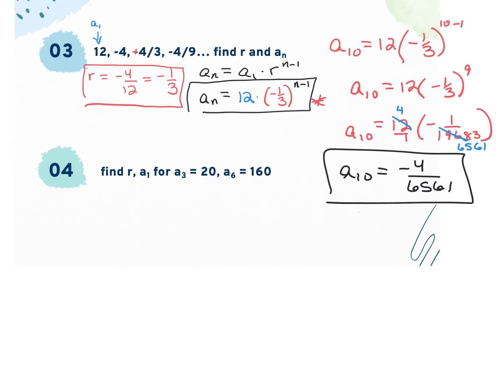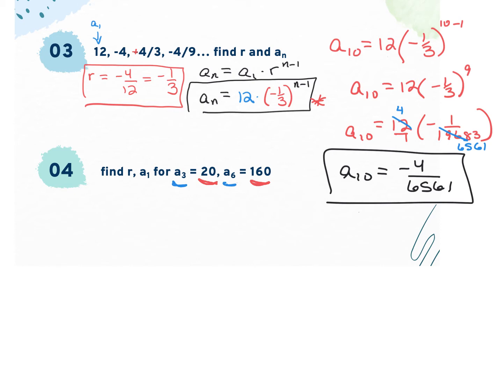Now this time, they're not giving me the whole sequence. They're giving me only the third term and the sixth term in my sequence. They want me to go back and find the first term and the common ratio. Now we did this with the arithmetic sequences. Remember, in addition to taking into consideration the numbers in the sequence, we also have to take into consideration their place in the pattern.